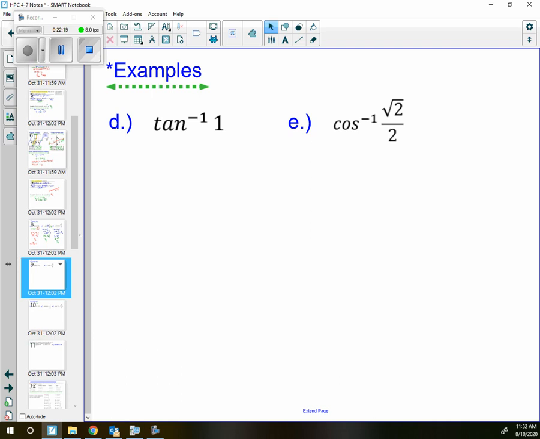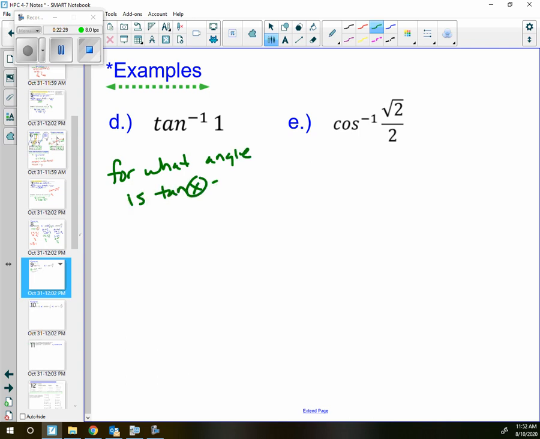Let's do a tangent. Inverse tangent of 1. Asking the question, for what angle is tangent 1? Tangent of what angle would give me 1? All right, pause the video. Come up with your guess.